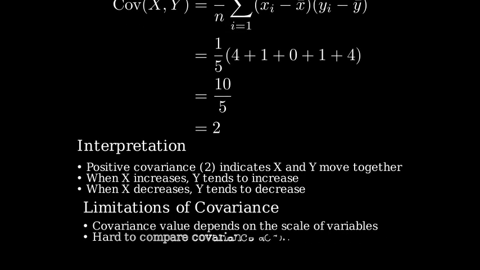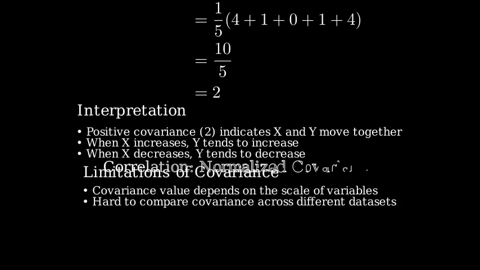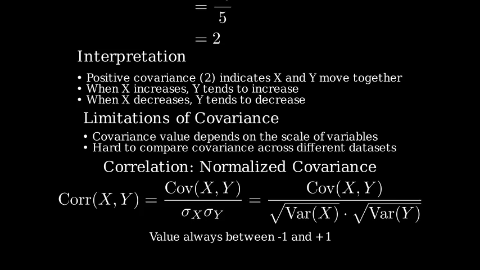One limitation of covariance is that its value depends on the scale of the variables. This is why we often use correlation instead, which normalizes covariance to a value between -1 and 1. The correlation coefficient is calculated by dividing the covariance by the product of the standard deviations of x and y.